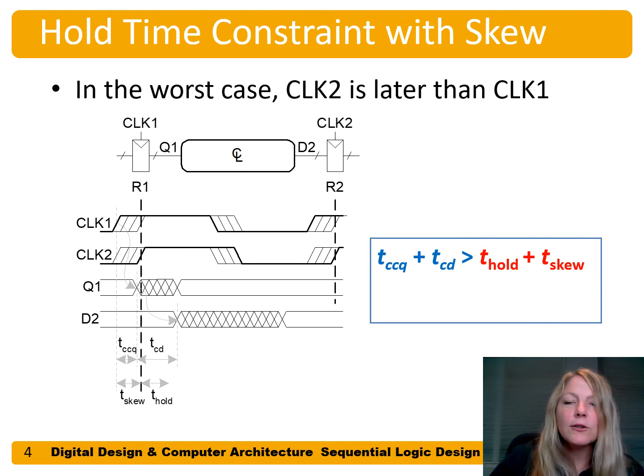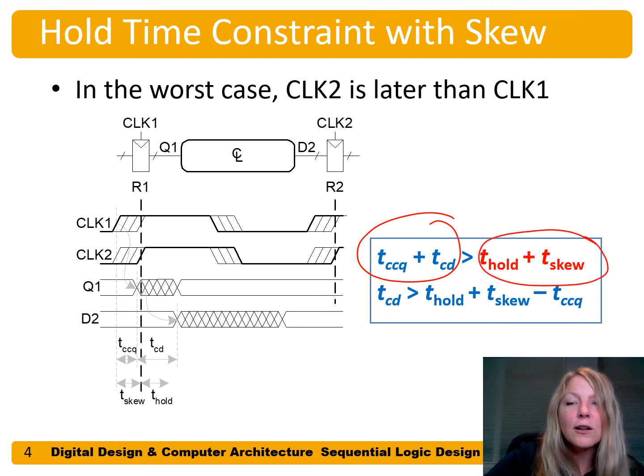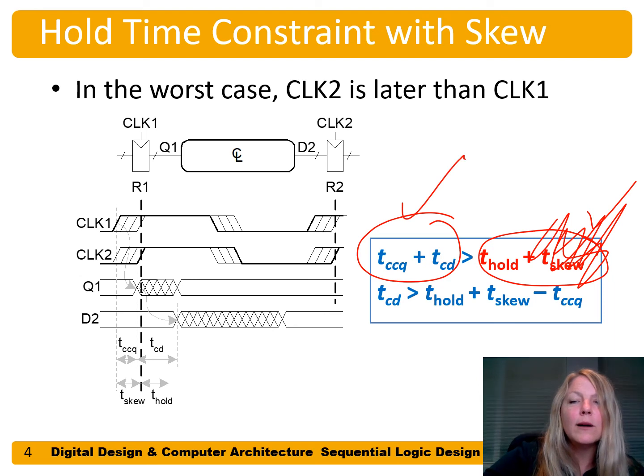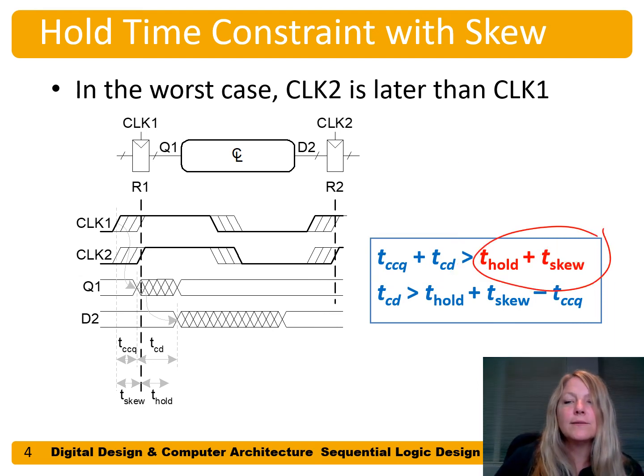And we can write this in terms of what we have control over, our contamination delay, and just bring TCCQ onto the other side. And so we've made this one harder too. This is already a fast path. Now it has to be greater than a larger number. It used to just be greater than T hold, but now we've made it even harder. That fast path, that small amount, has to be now greater than T hold plus T skew.